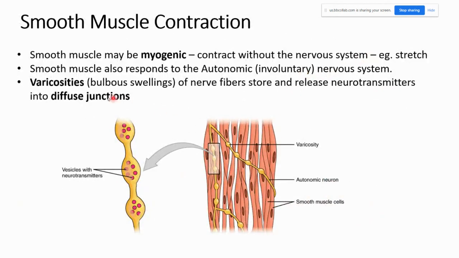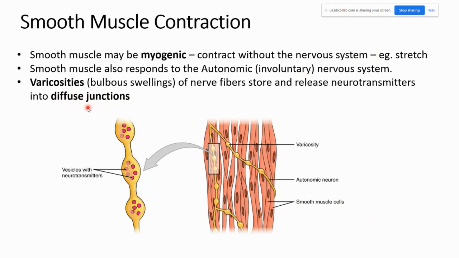So instead of a neuromuscular junction, we have something called diffuse junctions because it's just very general. So instead of the axon terminals, we have these varicosities. And varicosities are these little swellings on the axon. So when an action potential travels down the axon, the varicosities release their neurotransmitters, kind of spread it along the entire smooth muscle, just kind of sprinkling all the neurotransmitters on.